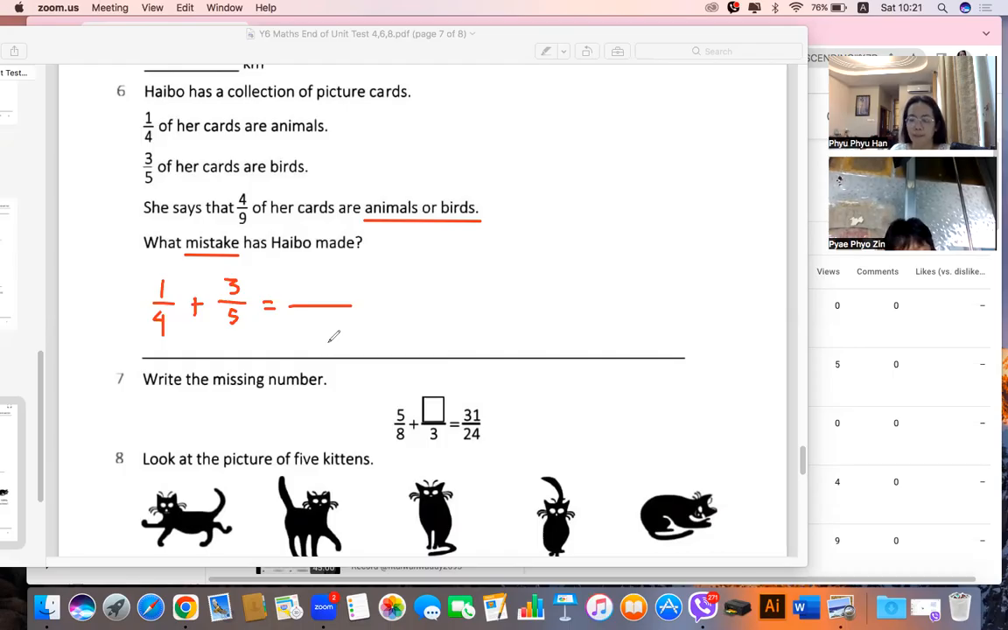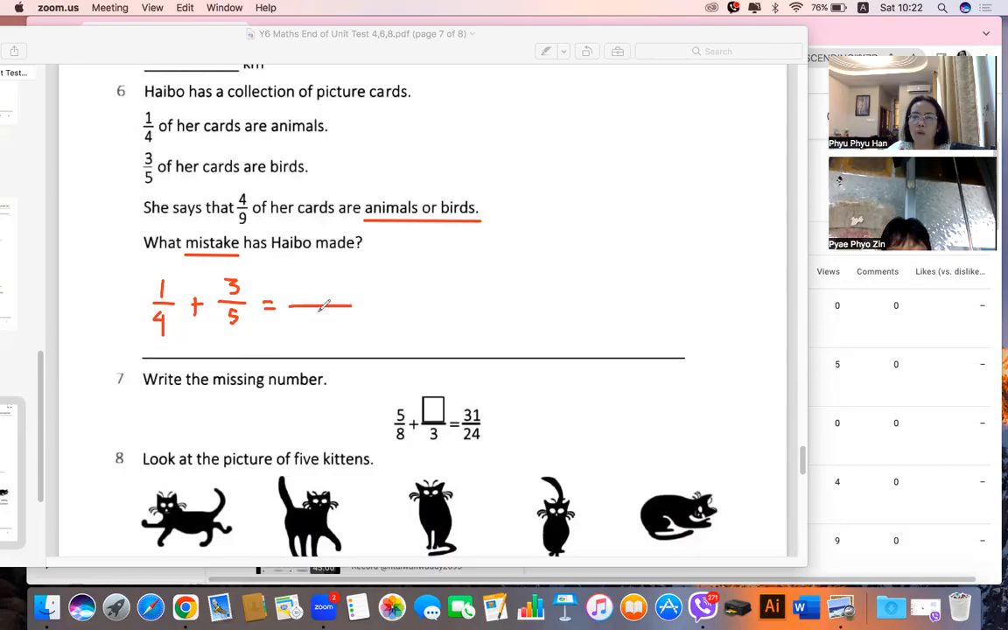So how will we calculate? Look at how the teacher calculates. You can calculate 1 by 4 plus 3 by 5. So it's 20, right? So these 4 we will make into 20, and also the 5. These are the only common multiples we can use to make 4 and 5 the same.